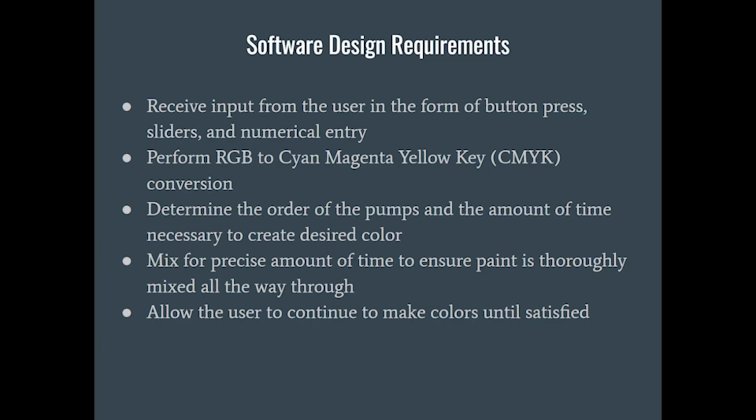Thirdly, to determine the order of the pumps and the amount of time necessary to create a desired color. Not every pump runs the same. Some have different flow rates, so we needed to calculate that in order for each color to dispense individually. That way we can make whatever color we want. The next is being able to mix all the paint that we dispense thoroughly and completely, so it mixes all the way through and the color actually looks like the intended color after the mixing process.